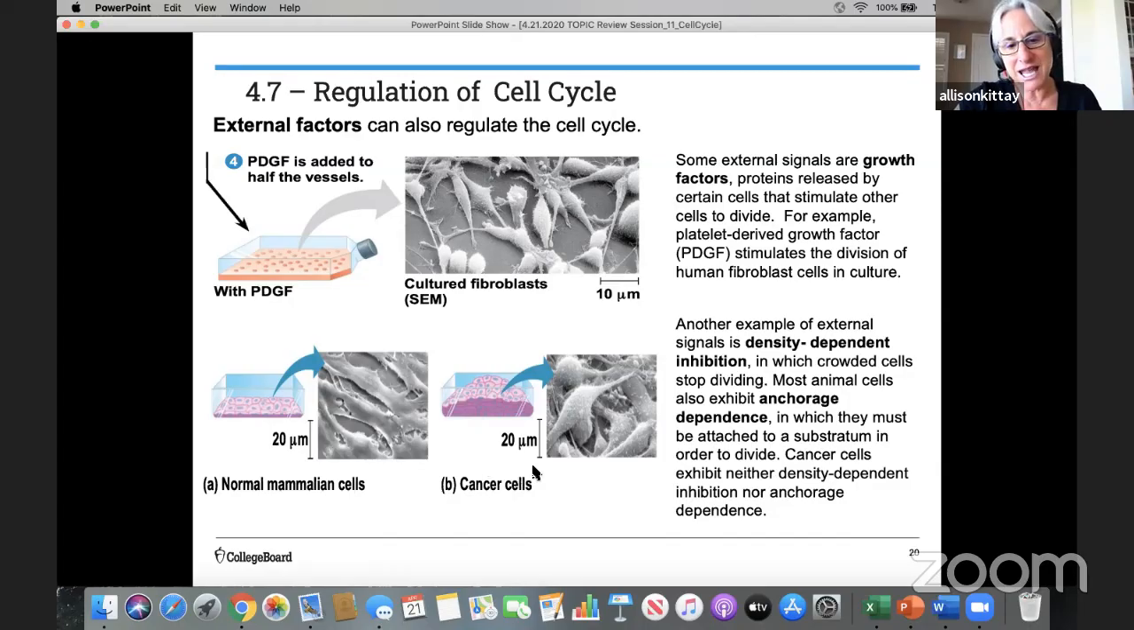In this case, this is a case of a cancer cell. And what's happening is these cells don't care that it's crowded, and they don't care that they're not actually dividing on a substrate. So cancer cells will exhibit neither density-dependent inhibition nor anchorage dependence. So those are external factors: growth factors, and the density that the cells find themselves in.